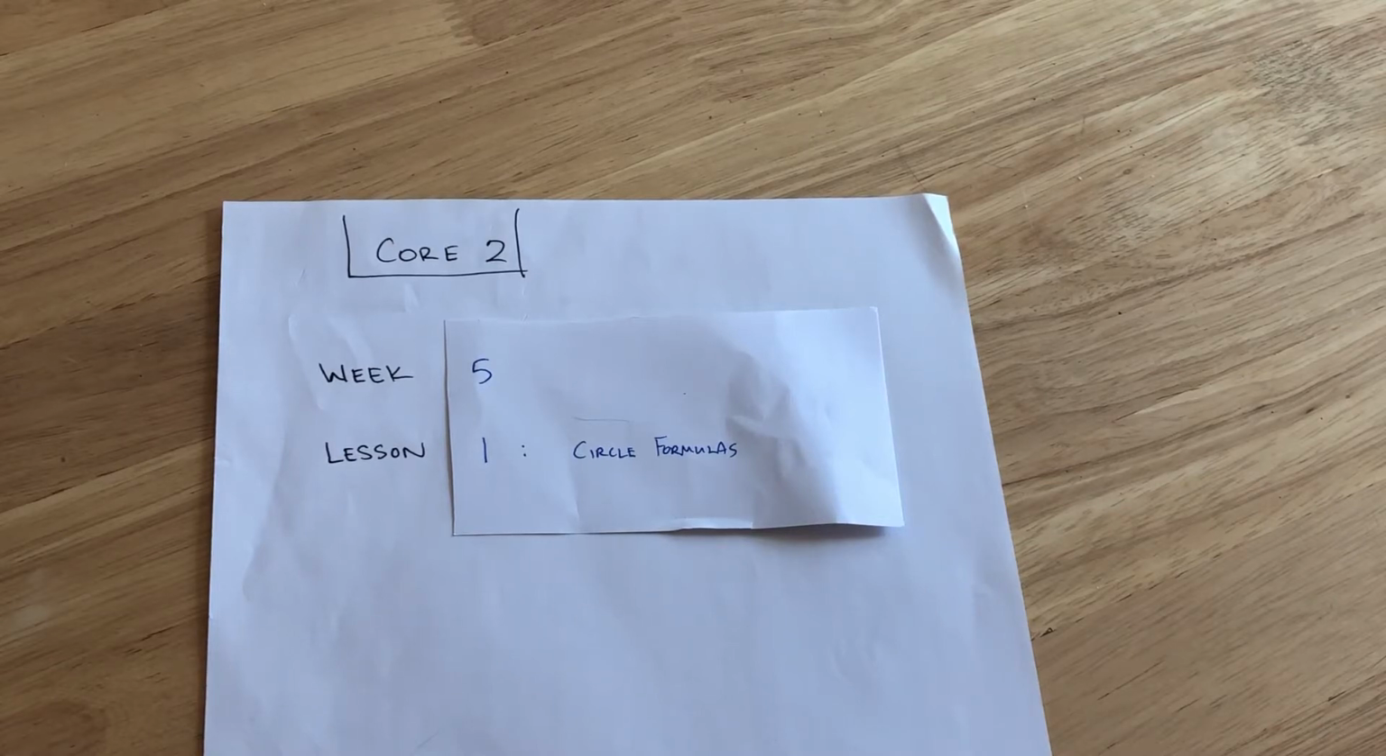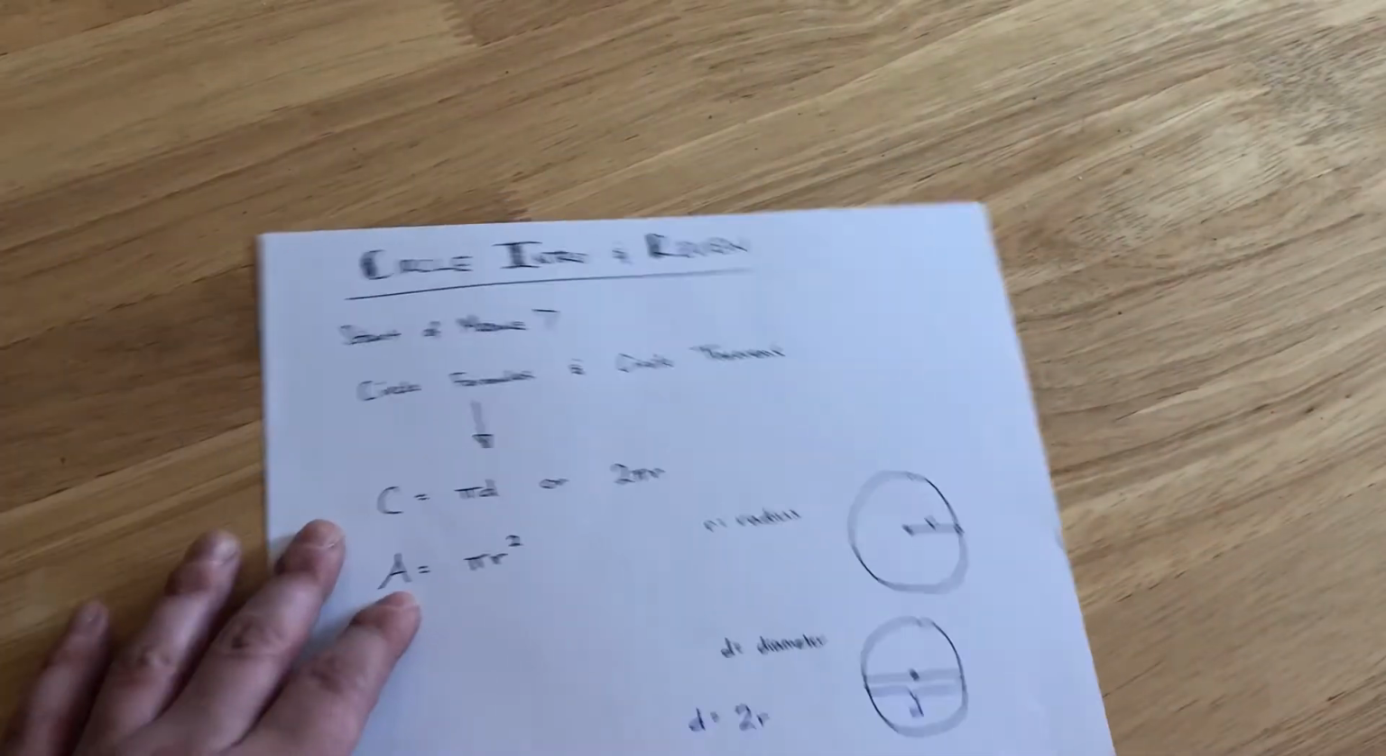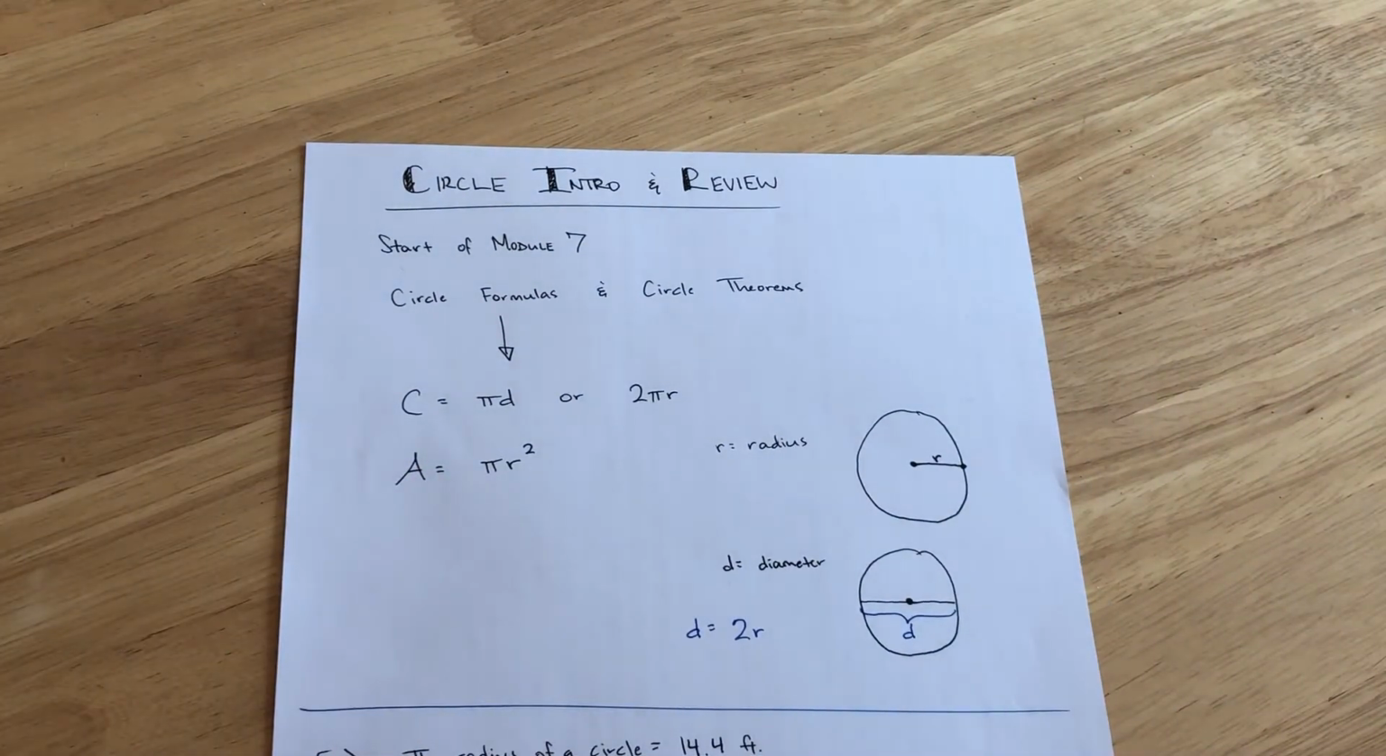This is your Week 5 Lesson 1, and it is all about circle formulas. So this is the start of the new chapter. This is Module 7, and it's all about a geometric perspective and working with circles. Some of this you might find as a bit of review, and some of this you might find as new. Both of them are great for practice and to make sure that you are ready for Core Math 3 next year.